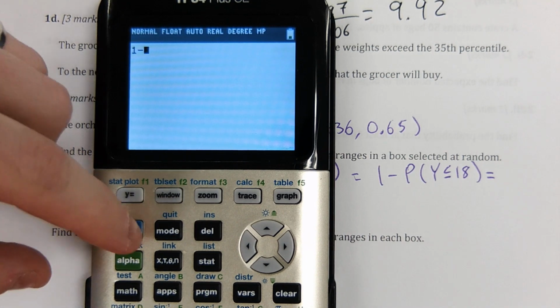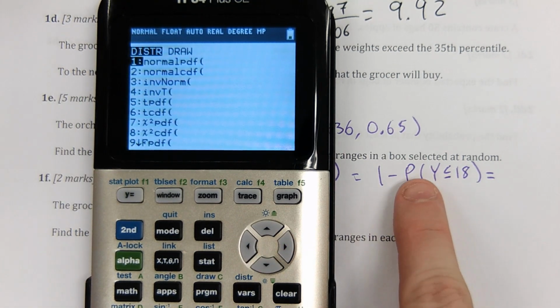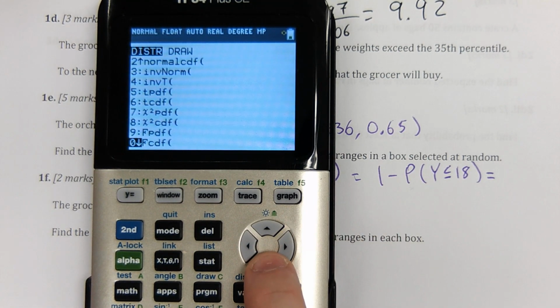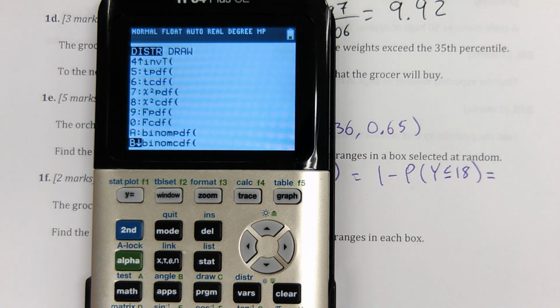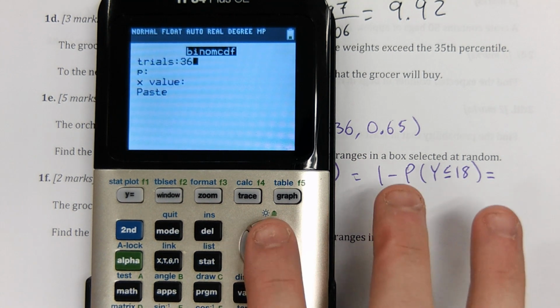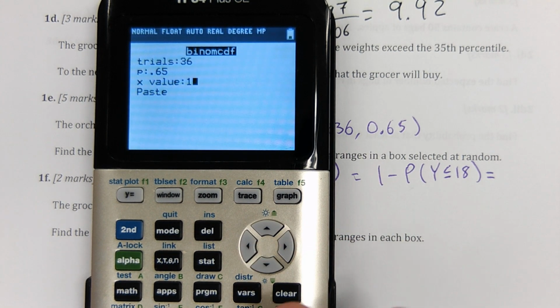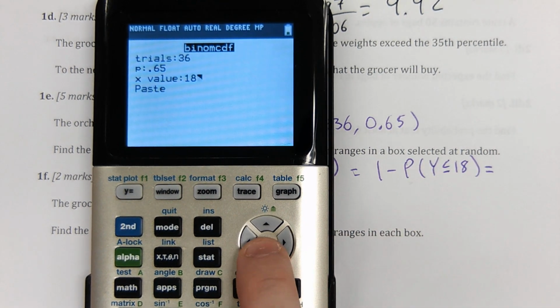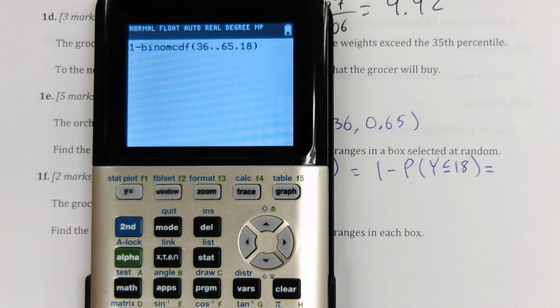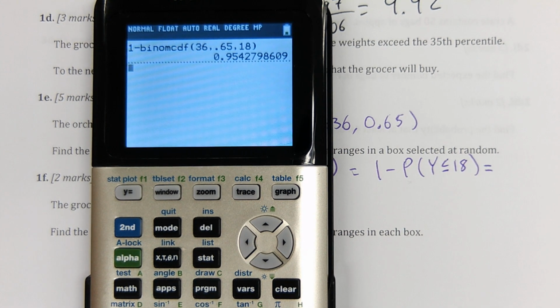It's not there. 1 minus, second vars. Now, again, this is binomial, so we're going to go all the way down to binomcdf because it's a span of numbers. 36 trials, probability of success is 0.65. We want 18 because it's 18 or less. Alrighty. Hey, look at that. There's a 0.954 chance that we're going to buy more than half of these oranges. That makes sense because there was a 65% chance that each orange was good.